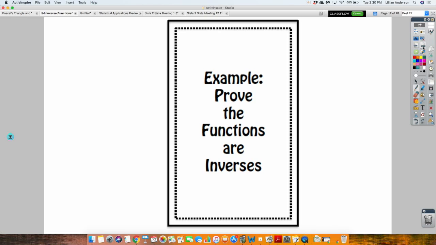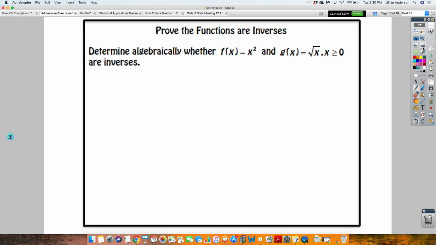I want you guys to do this example of proving whether these functions are inverses of each other. In order to prove they're inverses of each other, what does that mean? They have to both equal x when you do f of g of x and g of f of x. So go ahead and do the composite. This one's the easy one.